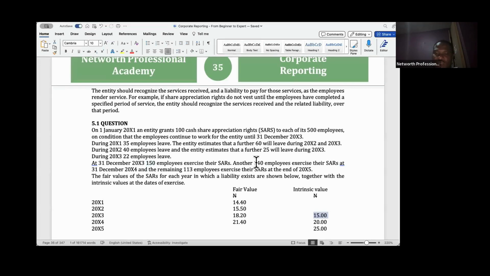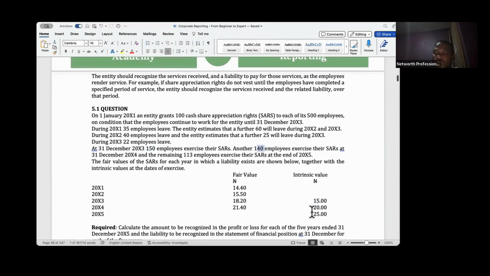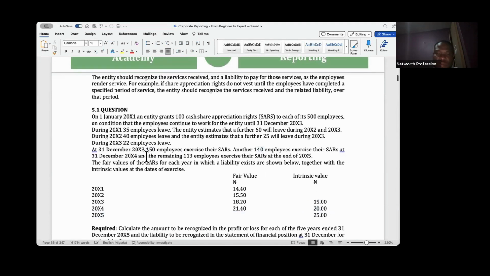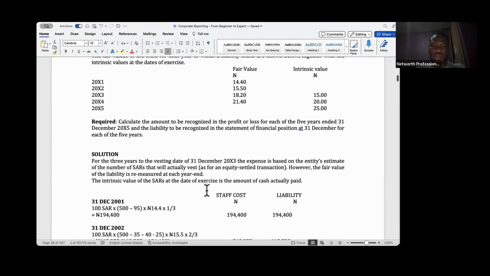In the next year, they will pay 140 people. They will pay each of them 20 naira, the intrinsic value. In 2004, that's 2004, 140. In 2005, they will pay the remaining 113. So let's see how it works. Let me show you the solution.